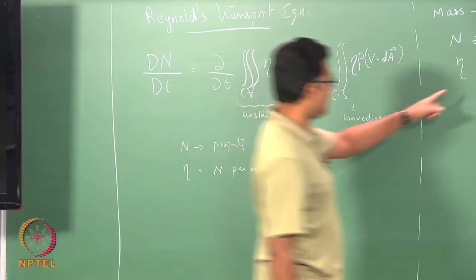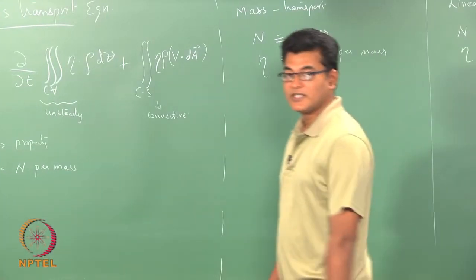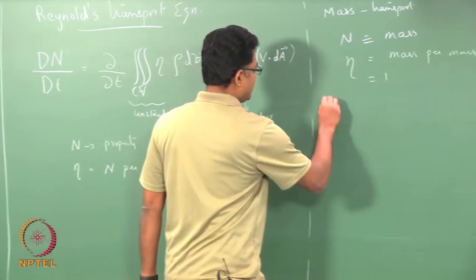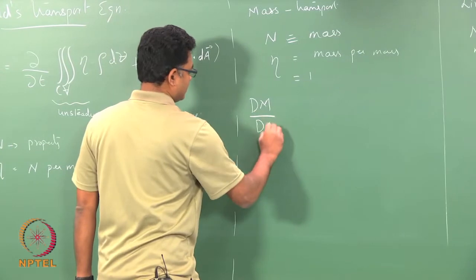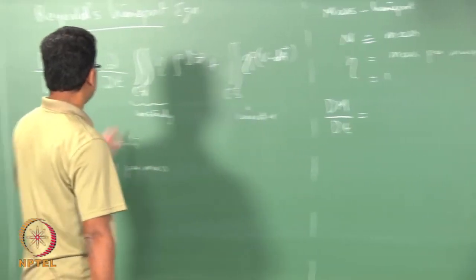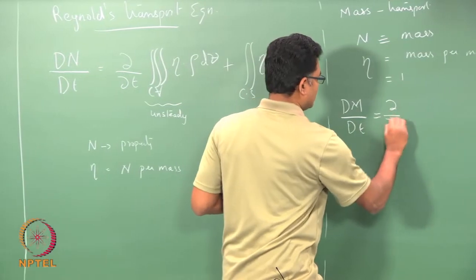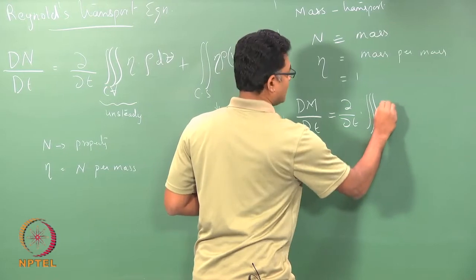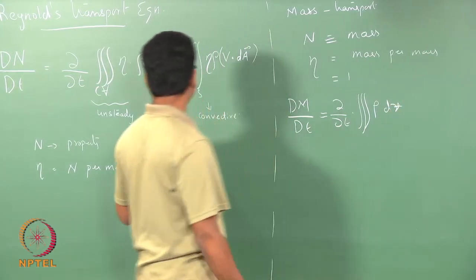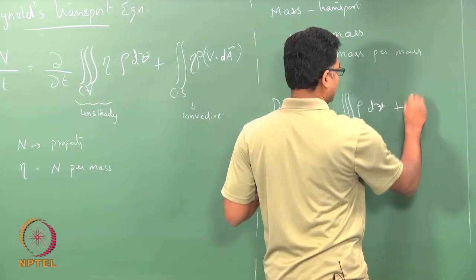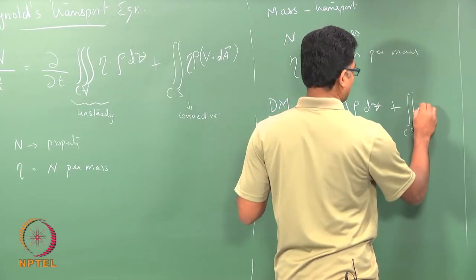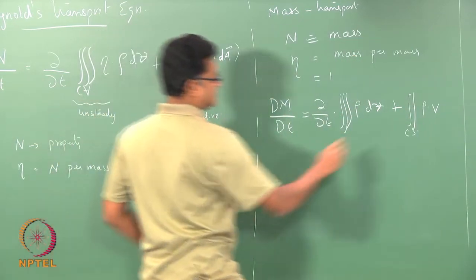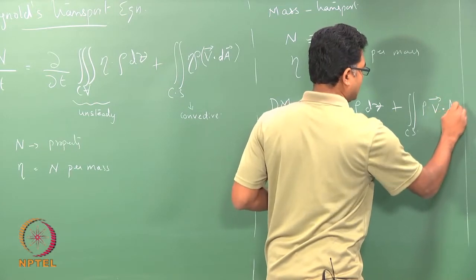Now, let us substitute these values in the Reynolds transport equation and see what happens. So, the mass transport dm by dt is dou by dou t, eta is 1, so it is a triple integral rho d volume plus the double integral rho into V, the velocity, dot dA.